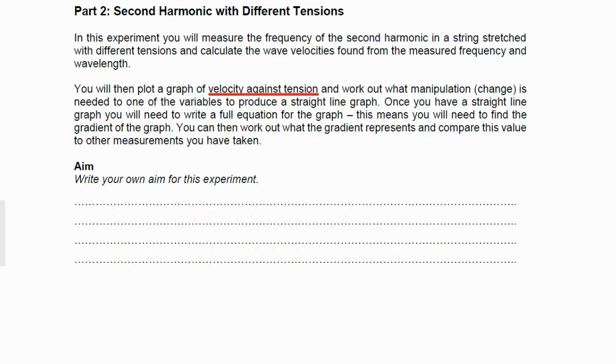So looking at the aim, what are we trying to do? Well, we're trying to find the relationship between those two variables. We're graphing velocity against tension to see what values we get from that and what that means.